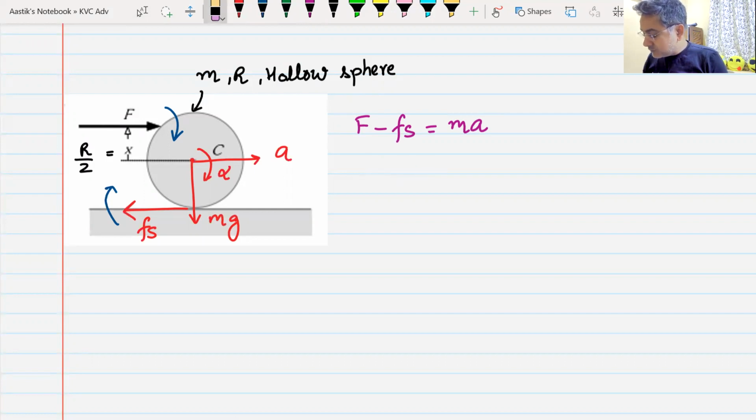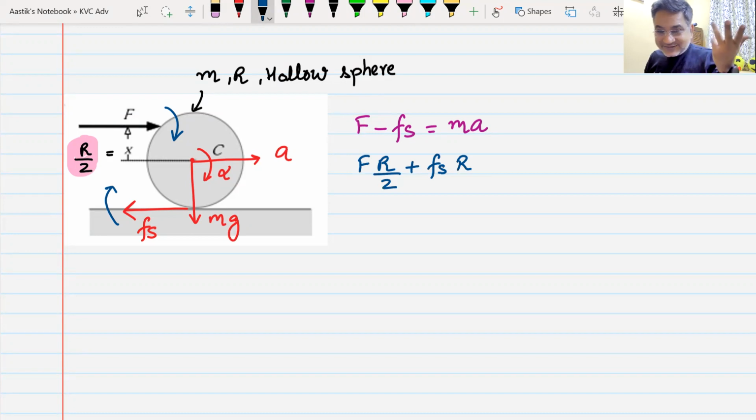Sir, F plus Fs into R equals I into alpha. That is wrong, because F is not at the top. F is at a distance of r by 2. So it is F into r by 2 plus Fs into r. Small mistake.